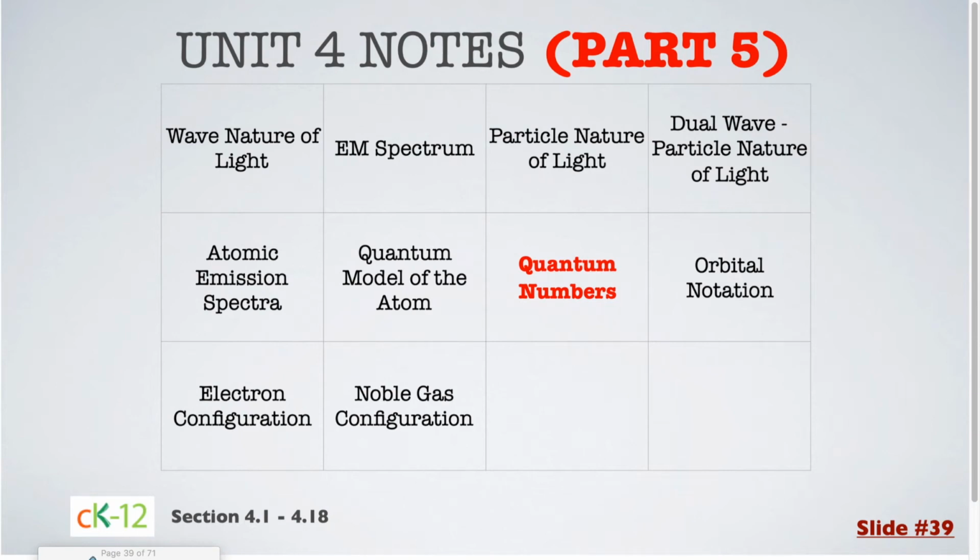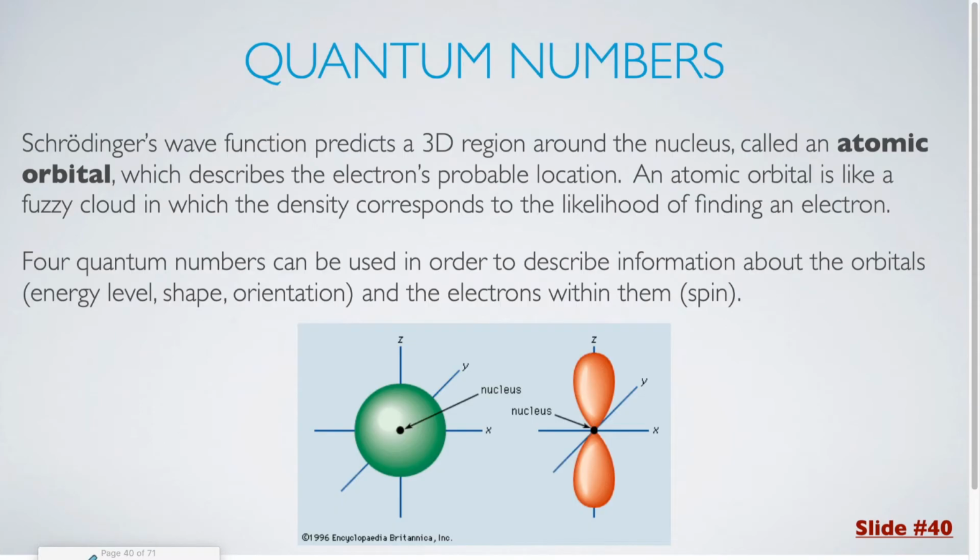In Part 5 of the Unit 4 notes, we are going to be looking at quantum numbers. Schrodinger's wave function predicts a 3D region around the nucleus called an atomic orbital, which describes the electron's probable location. An atomic orbital is like a fuzzy cloud in which the density corresponds to the likelihood of finding an electron.